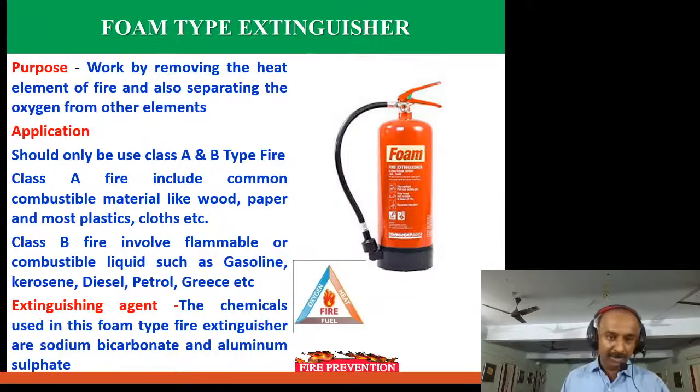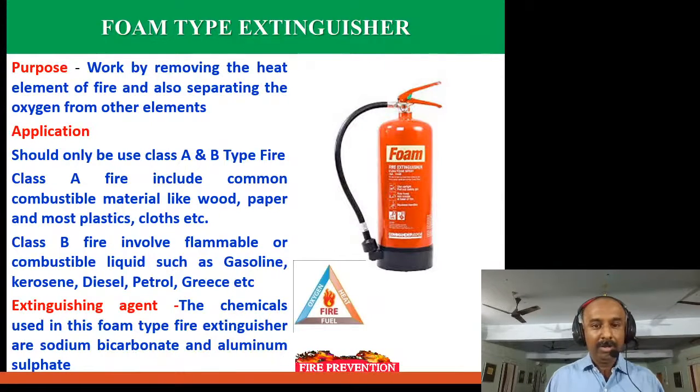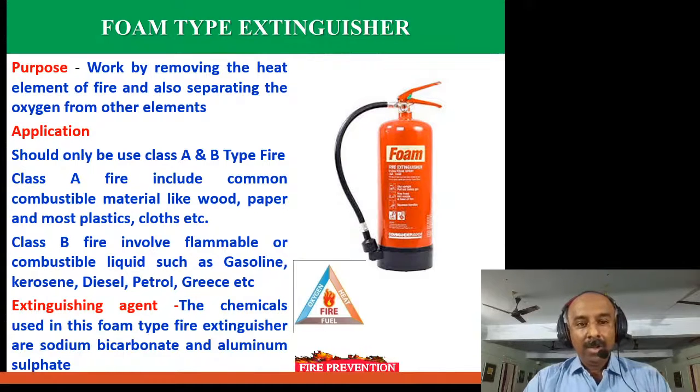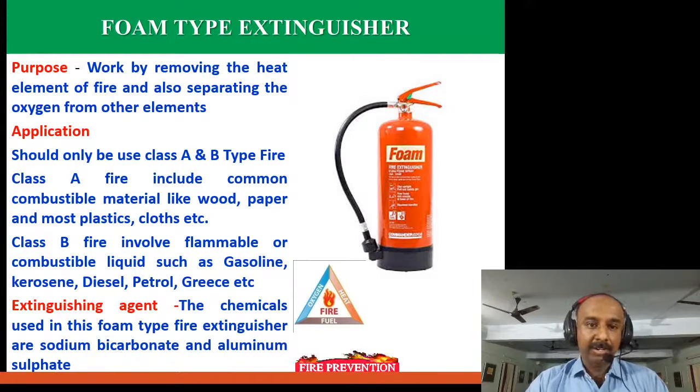So the foam type extinguisher is more suitable for A and B type fire. A involves combustible solid material, B involves flammable liquids. So what is the role of this extinguisher while it is in operating condition? It works by removing the heat element of the fire and also separating the oxygen from the other elements. It performs two roles: remove the heat element, and separate oxygen from the other elements.